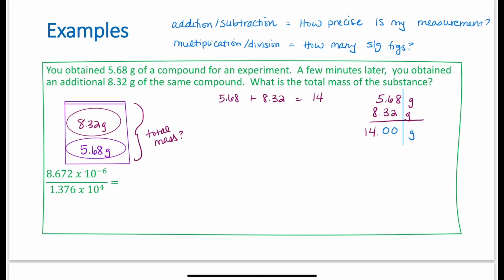Okay. So when I look at this one, I'm doing addition. So I'm asking myself, how precise? I here am precise to the second decimal place. Here as well, I'm precise to the second decimal place, which means my final answer must also be precise to the second decimal place. And then don't forget your units, because numbers are useless without units.